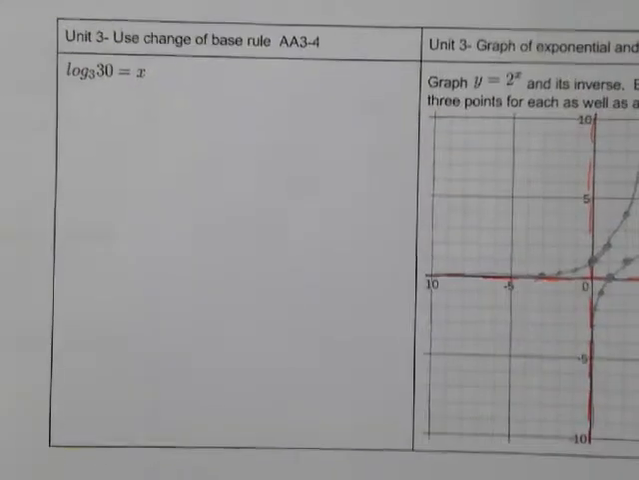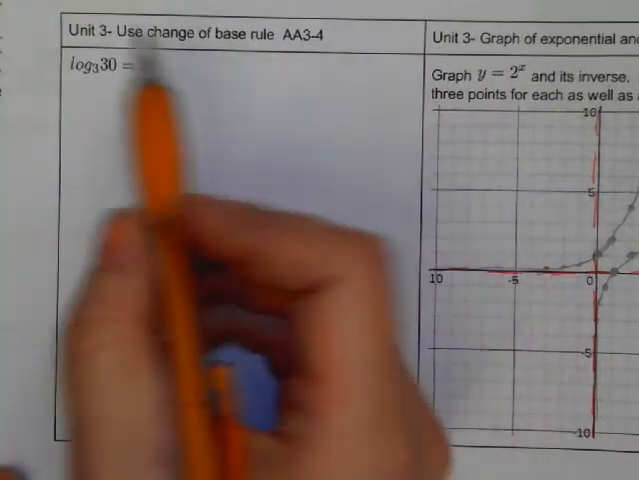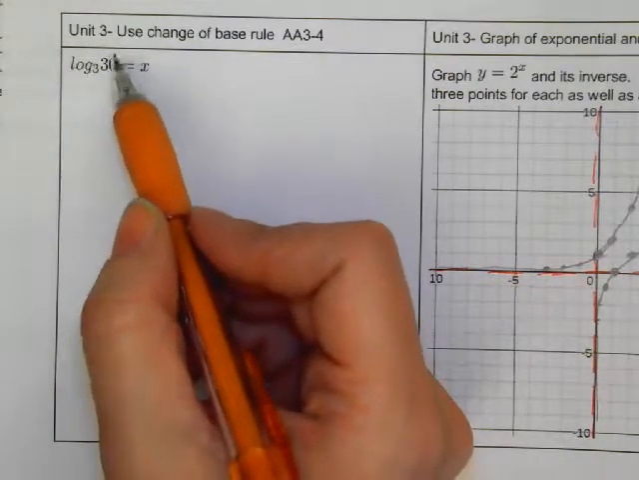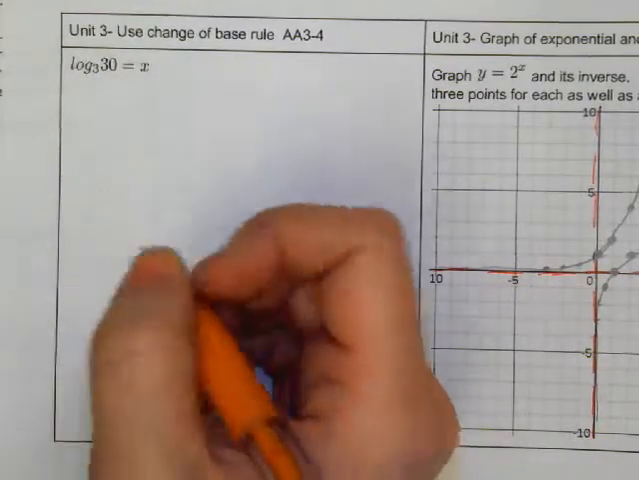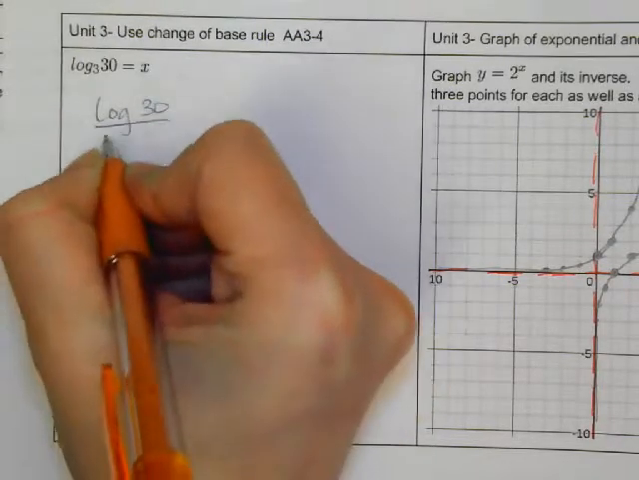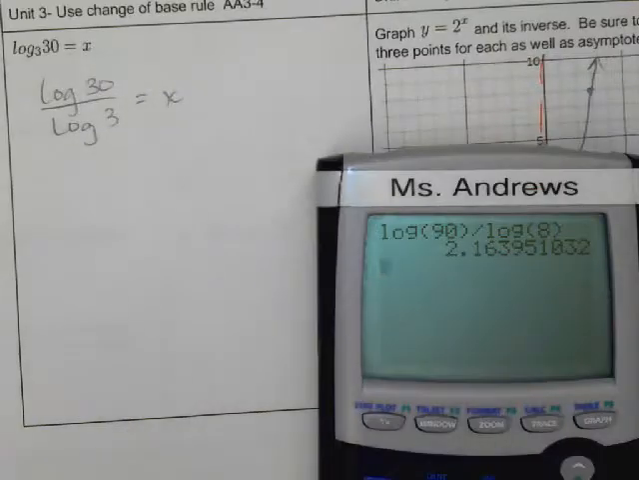Okay, and then using the change of base rule, so I'm on that last sheet that only had the one skill or one box on it. This one is already in this little form, so I'm going to do the change of base here. Log 30 over log 3 equals x, and then it's just a calculator. So this one, there's not much to it.